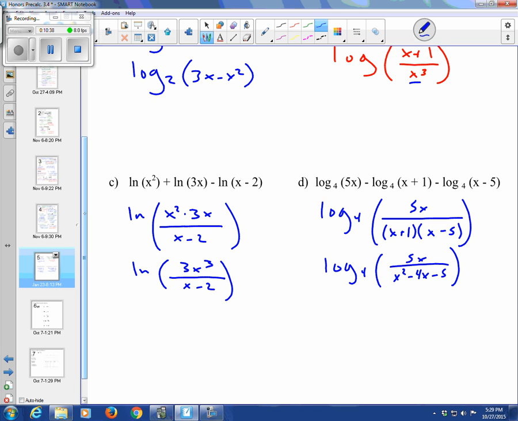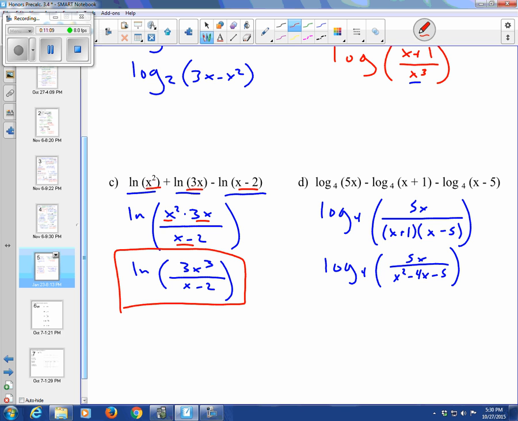Okay. With c, we've got two positive natural logs and a negative natural log. So what's inside those positive natural logs, when we condense, will be multiplied in the numerator, and what's inside the negative natural log will be multiplied in the denominator. So we've got x squared times 3x in the numerator divided by x minus 2 in the denominator. And that will give us the natural log of 3x cubed divided by x minus 2.